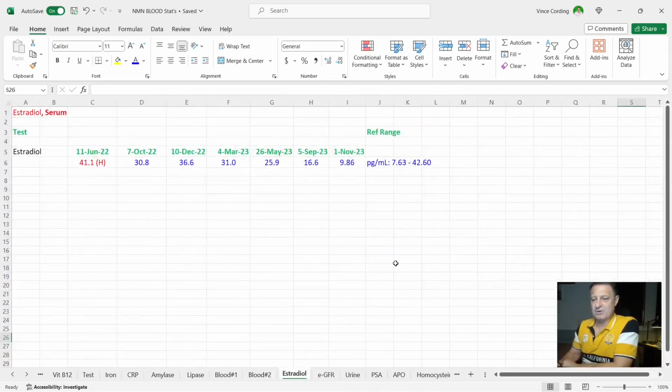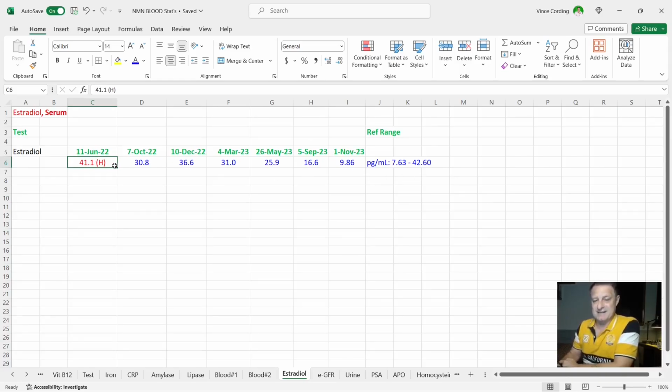So my estradiol, you can see here, it's taken quite a big drop from 16.6 down to 9.86. So that's the female hormone estrogen. You can see here when I first had this tested, 41.1. They've changed the reference range again for some reason, and now it can be up to 42. I think 40 was the number when this was in the red.